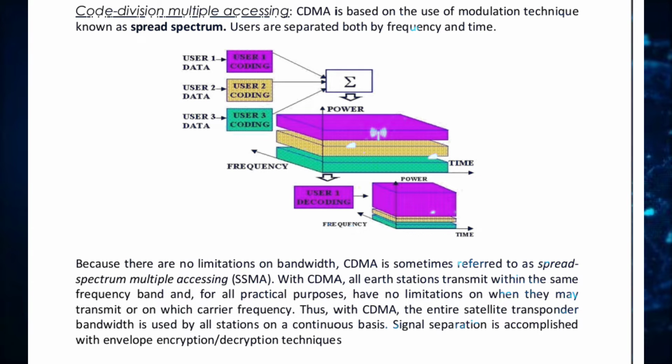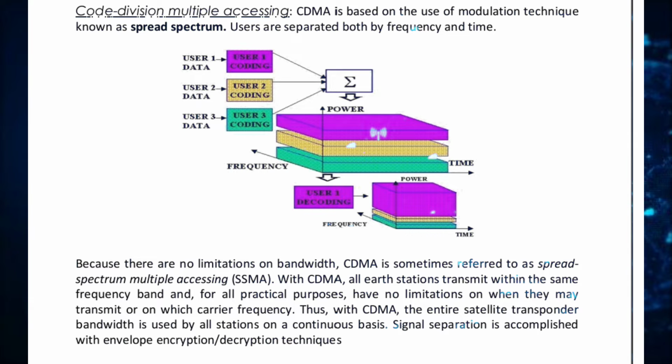Code division multiple accessing (CDMA) is based on the use of a modulation technique known as spread spectrum. Users are separated both by frequency and time. Because there are no limitations on bandwidth, CDMA is sometimes referred to as spread spectrum multiple accessing, or SSMA.